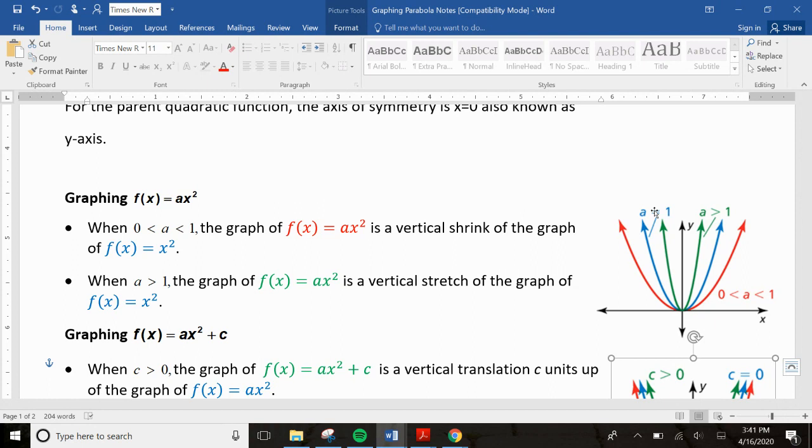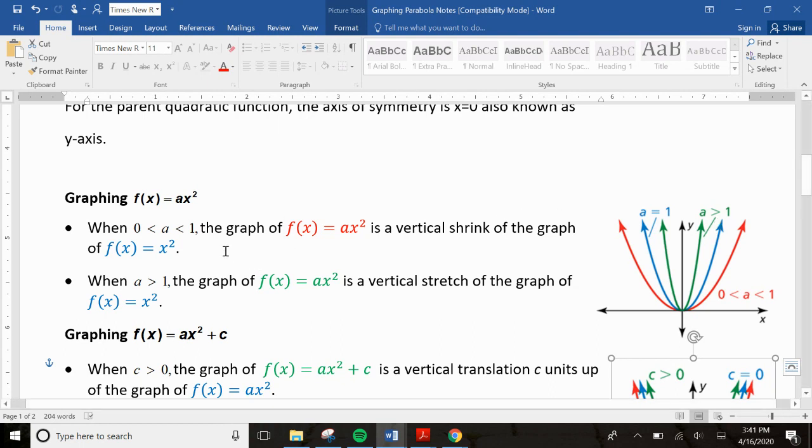The way that I like to think of this is, imagine that you were pushing down on this blue graph. If you're applying force onto this blue graph, the pressure that you're applying, like pushing down on it, would cause it to open, to vertically shrink, to open wider.